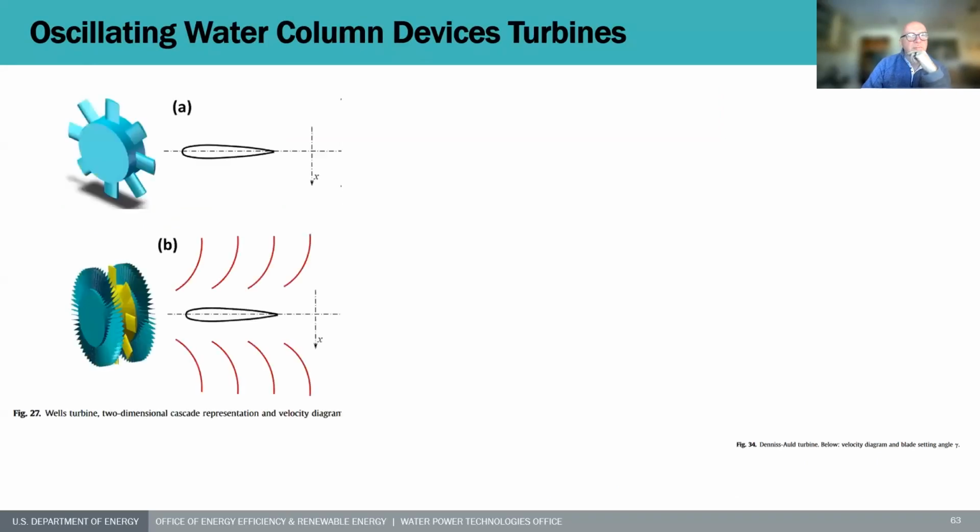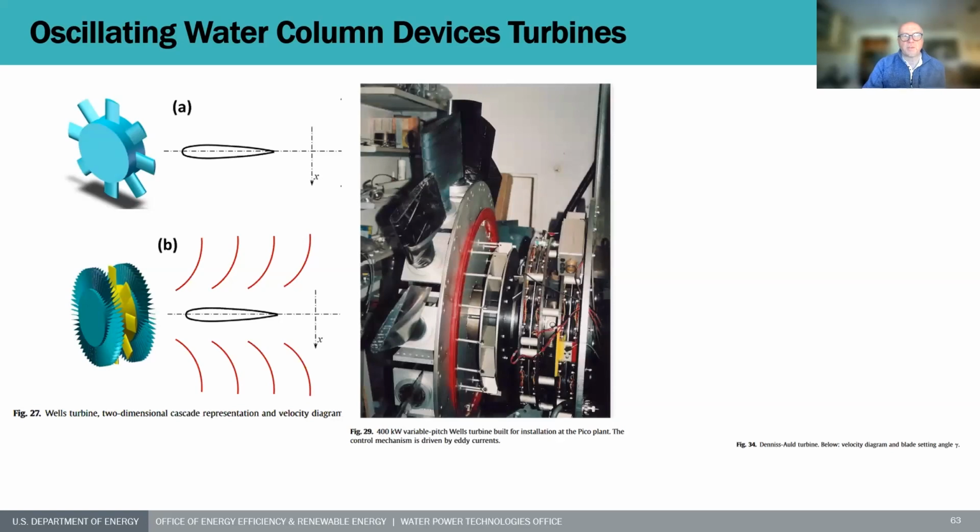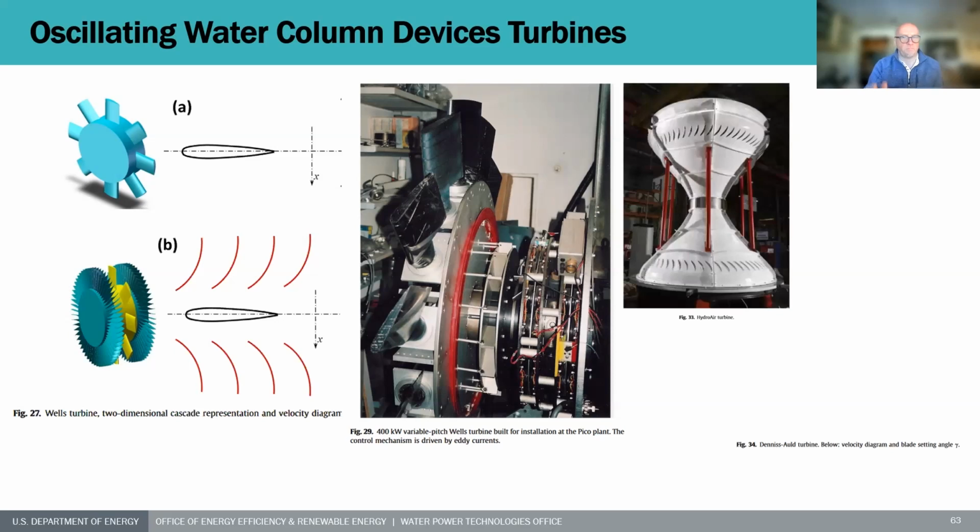Turbines are needed, particularly for oscillating water columns. Bidirectional turbines have been developed. That means they can accept flow from both directions while maintaining the same rotational direction. Clever stuff. And here's some designs. Here's the Wells turbine, which has a pitch control. This design that you're looking at here has an installed capacity of 400 kilowatts. So quite serious as a prototype.